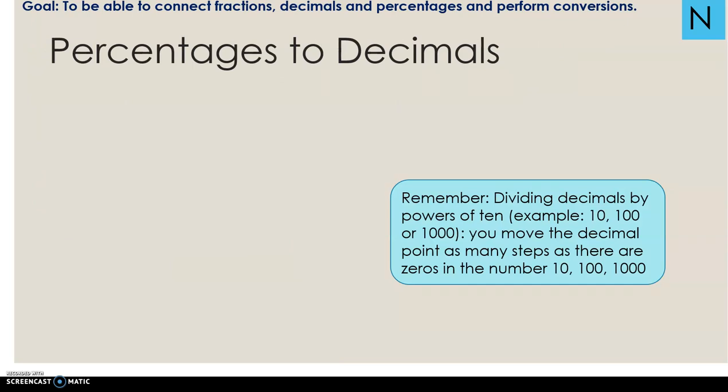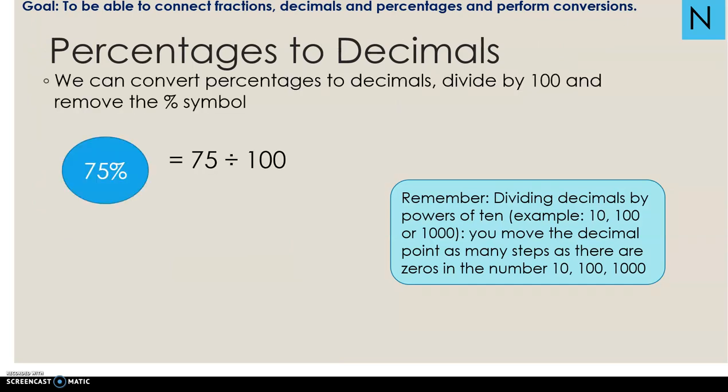Going from percentage to a decimal. Instead of having this percentage symbol, we know percentage means out of 100. So you can either write it as that, or it's the same as 75 divided by 100. Remember, the fraction bar here is the same as this symbol here, division. So when you do 75 divided by 100, you get 0.75. So we've gone from percentage to a decimal. So you're simply dividing by 100.